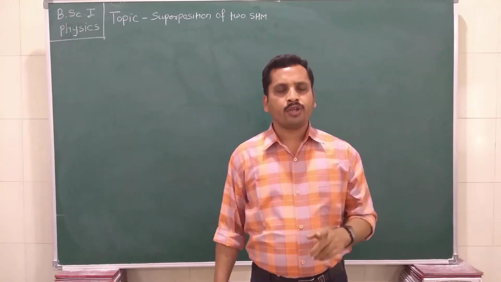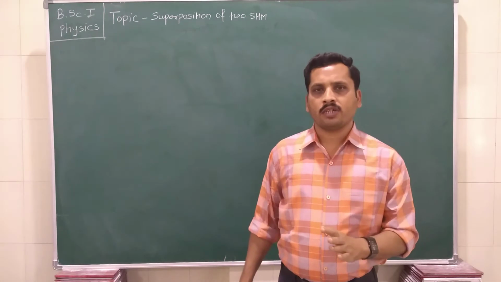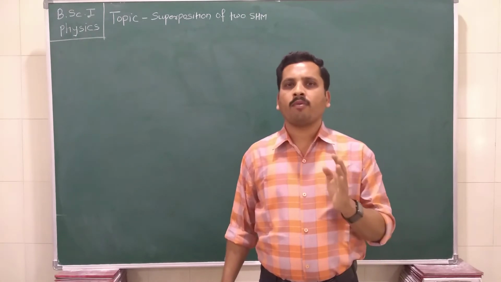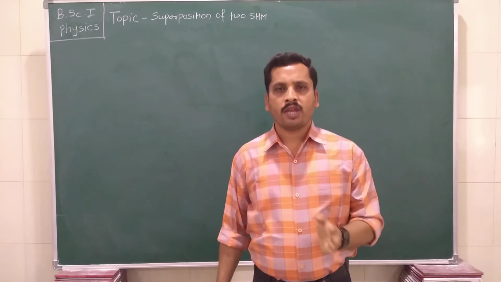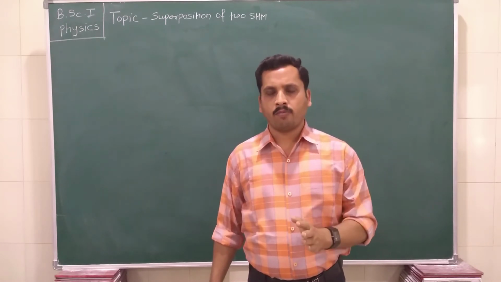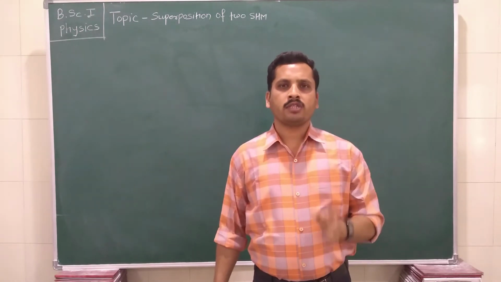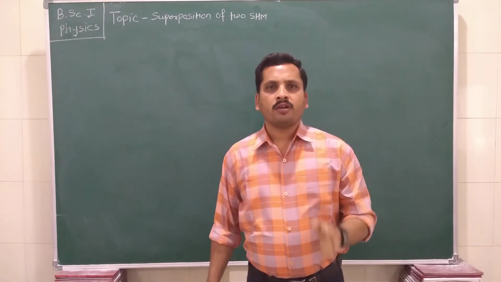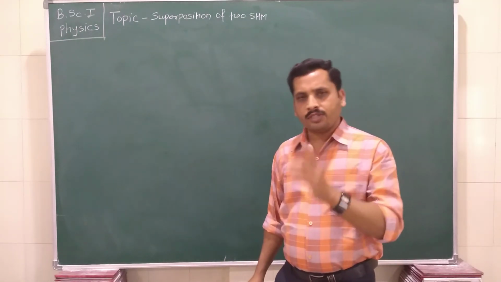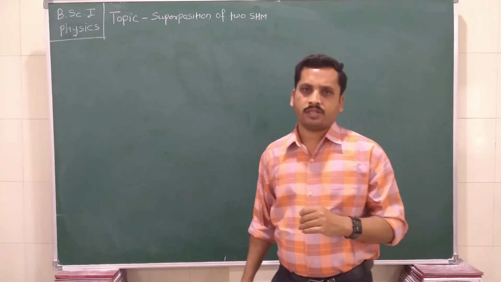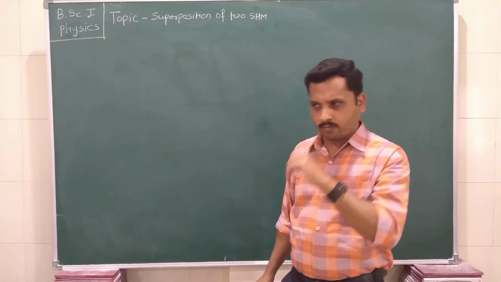When two mutually perpendicular simple harmonic motions superimpose on each other, what type of motion takes place, and what type of shape does the particle perform after the superposition? We are going to see all this concept in the superposition of two simple harmonic motions which are perpendicular to each other. Okay, for that consider two types of simple harmonic motions.